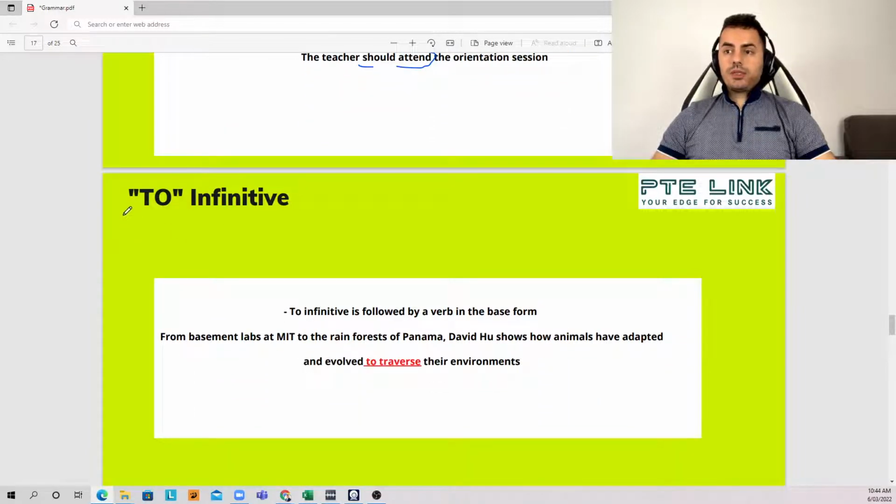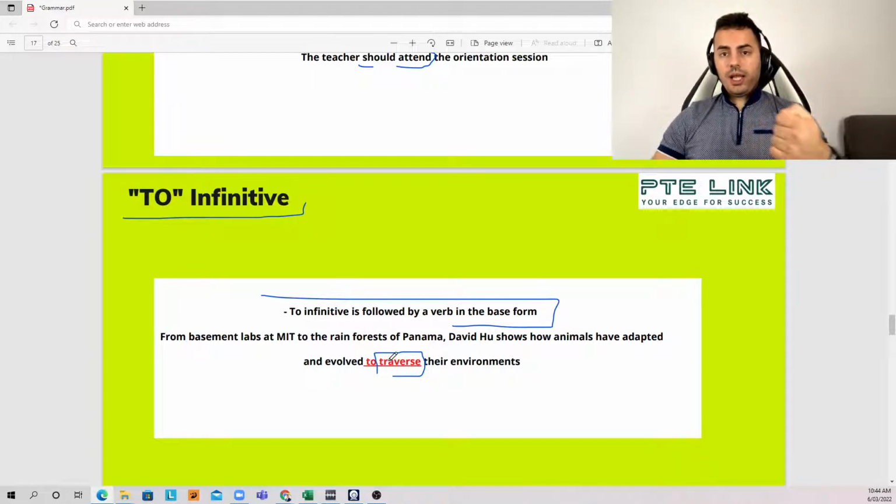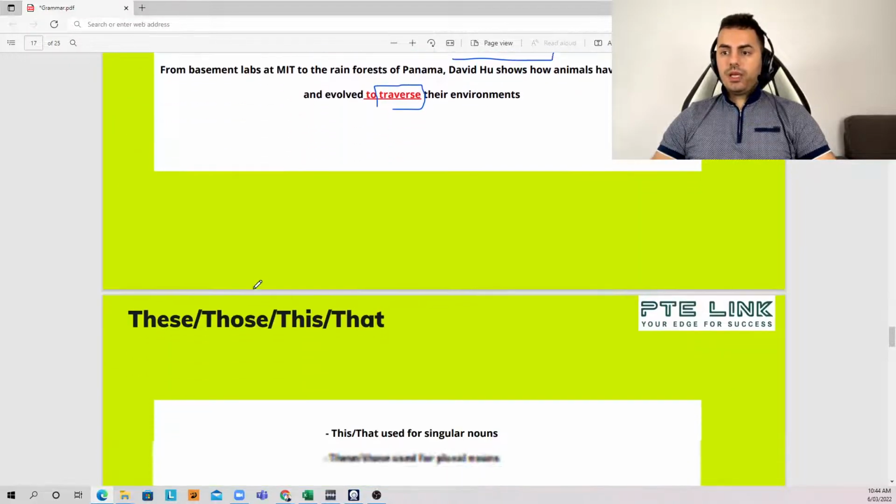Another one, guys, the to infinitive. The to infinitive is followed by a verb in the base form. For example, here, if we read this sentence all the way to the end, "and evolve to traverse." To traverse. This is a verb in the base form. To eat, to help. I'm here to help you. So this is a very straightforward rule. Make sure you don't mix them up.